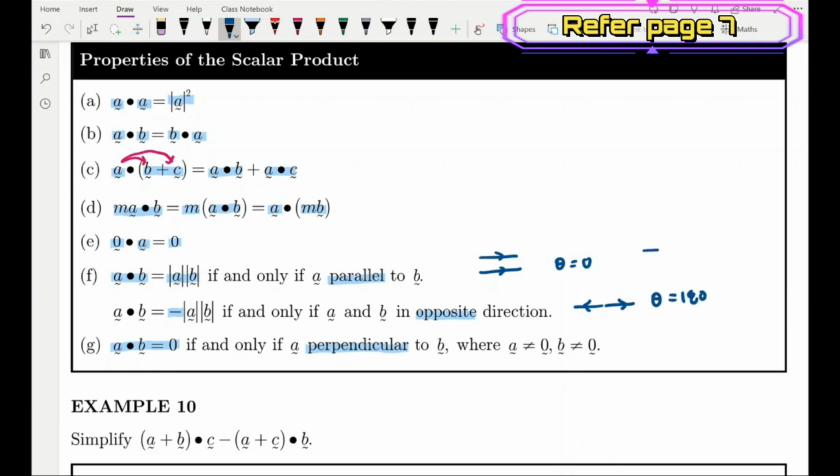We know that cos 0 is positive 1, and cos 90 degrees is 0, and cos 180 is negative 1. That's why if theta is 0, the value is positive 1. And when the angle is 180 degrees, the answer is negative.